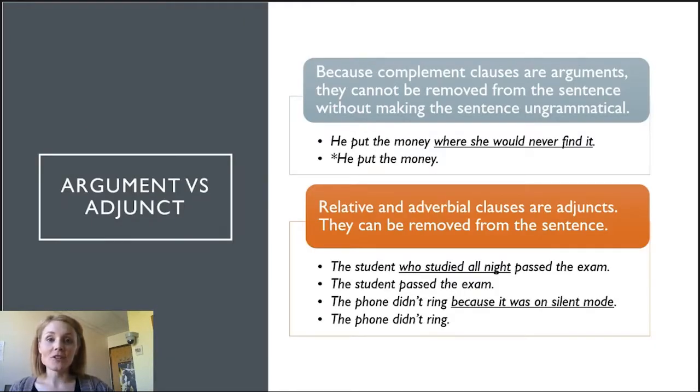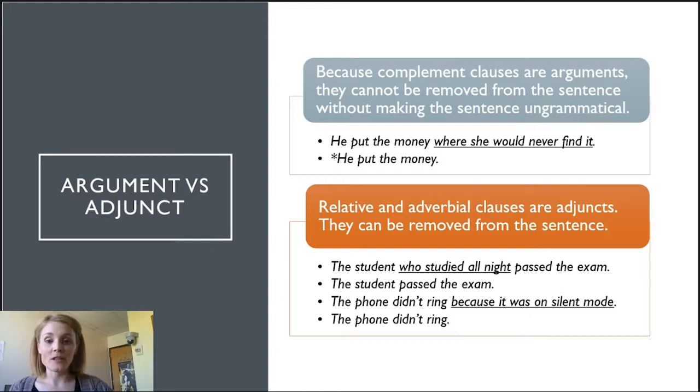Complement clauses function as arguments of verbs, meaning they cannot be removed from the sentence without making the sentence ungrammatical. And relative and adverbial clauses are adjuncts, meaning they aren't functioning as arguments of verbs and they can be removed from the sentence. So an example would be, the student who studied all night passed the exam. Who studied all night is an adjunct, it's a relative clause, so you can remove it from the sentence and still be left with a grammatical sentence. The student passed the exam.